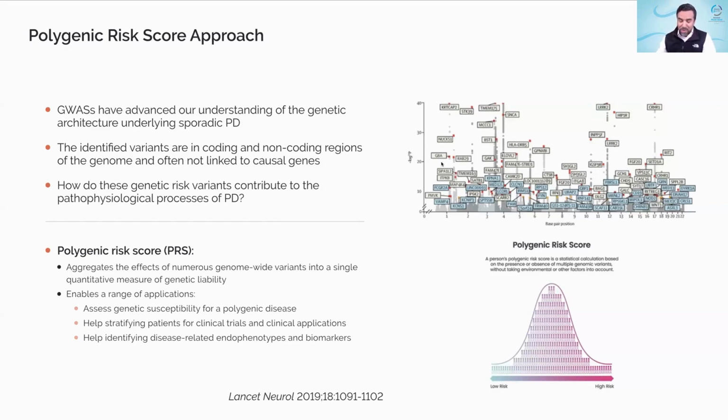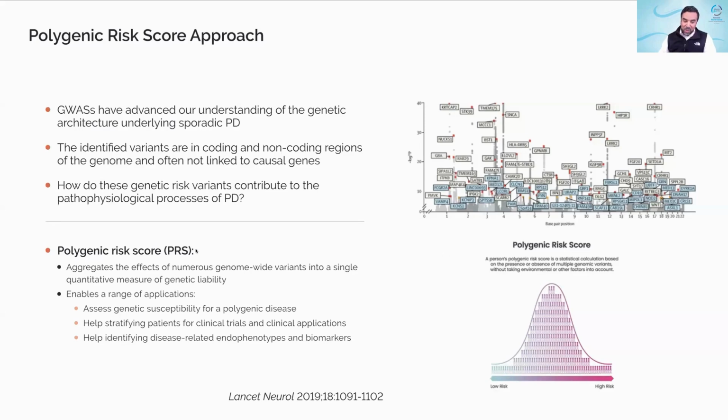You can appreciate that some of these variants are within candidate genes, like GBA, for example, the alpha-synuclein gene that I mentioned earlier, and then LRRK2. So these are genes associated with familial forms or rare genetic forms of Parkinson's disease. However, many of the other variants are spread throughout the genome with no clear link to causal genes or candidate genes, and many of them are present in coding and non-coding regions of the genome. So the question is, how are they really linked to the pathophysiological processes of Parkinson's disease? Here, the polygenic risk score may help and hopefully address this gap.